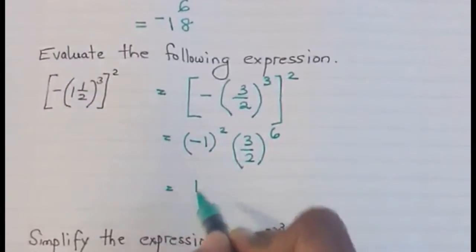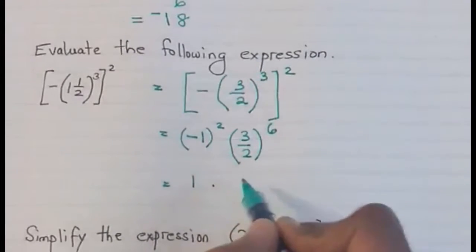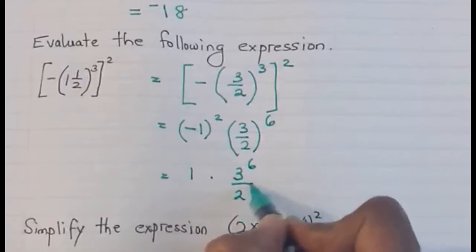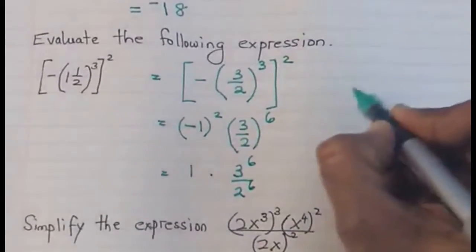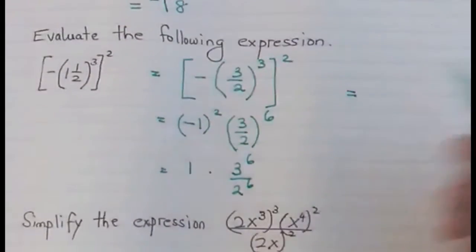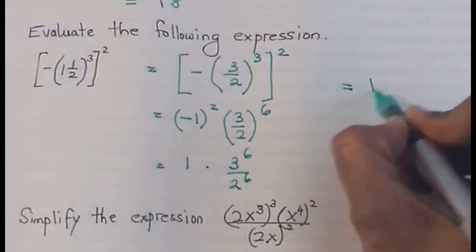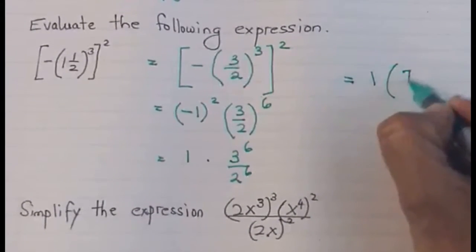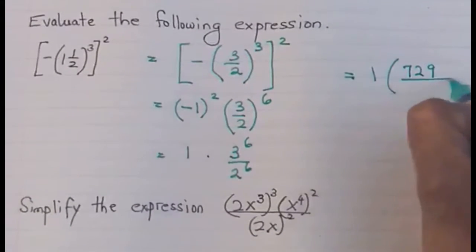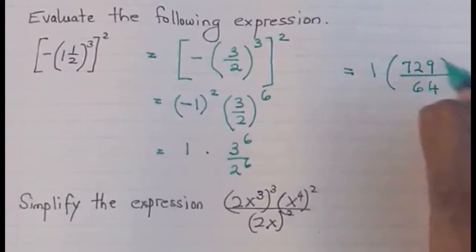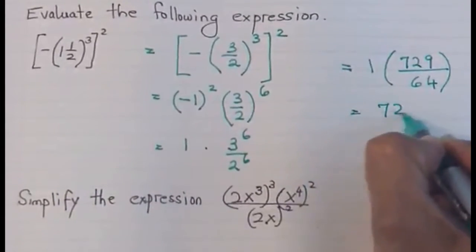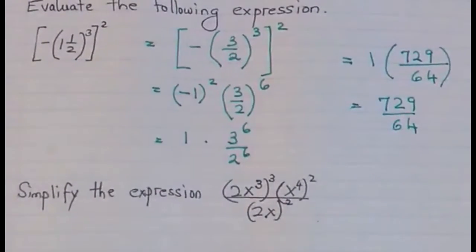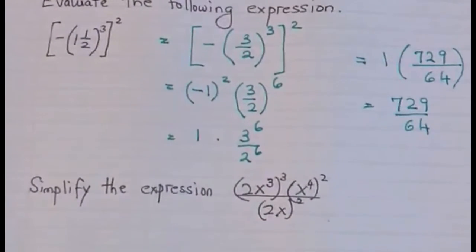-1 squared would be 1, times, and here the numerator is going to be raised to the power of 6, and the denominator is going to be raised to the power of 6. So let's look at what the answer is. That's going to be 1 times 3 to the power of 6, which is 729, and 2 to the power of 6 is 64. So that would be the final answer: 729 over 64. Let's look at the last question.